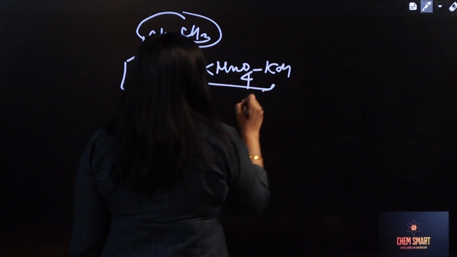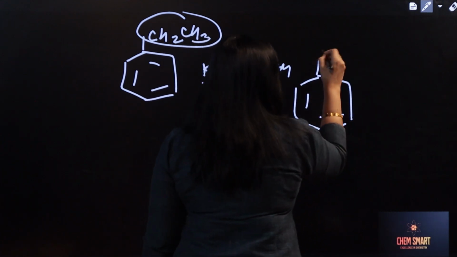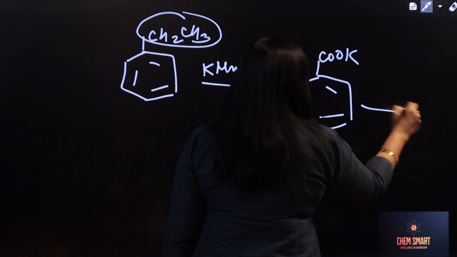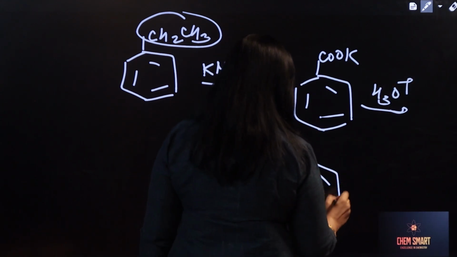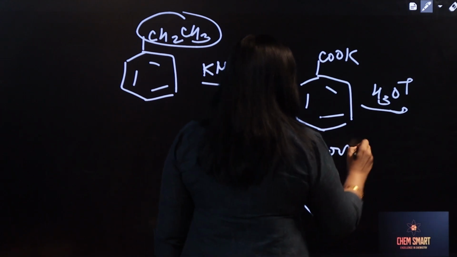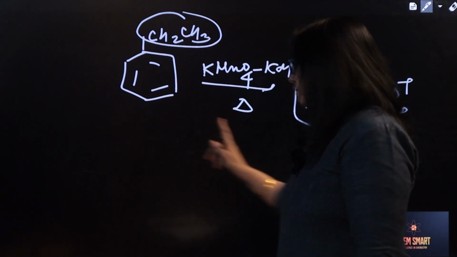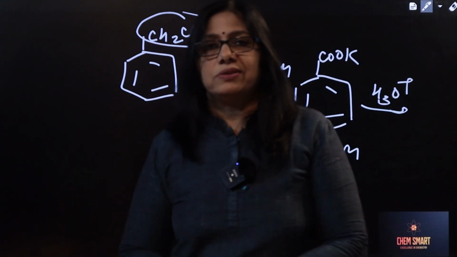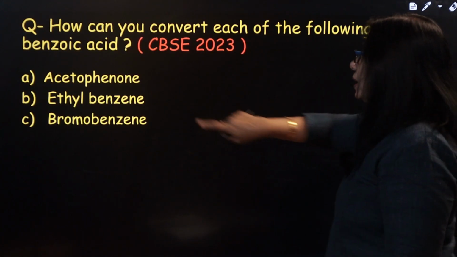then KOH, heat. You will get the potassium salt, COOK, hydrolysis. You will get benzoic acid. Here also, you will write below this ethyl benzene, below this benzoic acid. Clear? Presentation. Now, what's the third one?